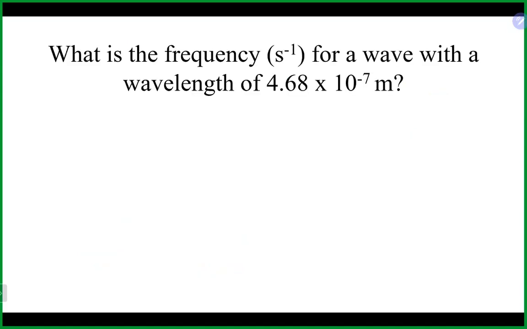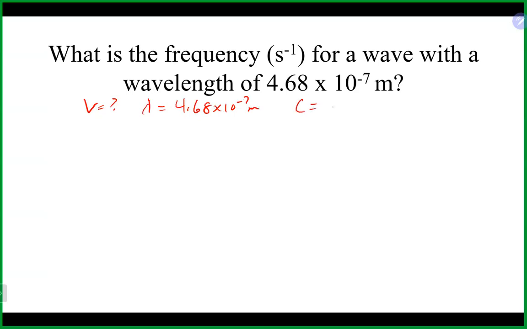Why don't you try one? What is the frequency in reciprocal seconds for a wave that is 4.68 times 10 to the minus 7? Okay, so let's take a look. So we're looking for the frequency here. We have the wavelength, which is 4.68 times 10 to the minus 7.